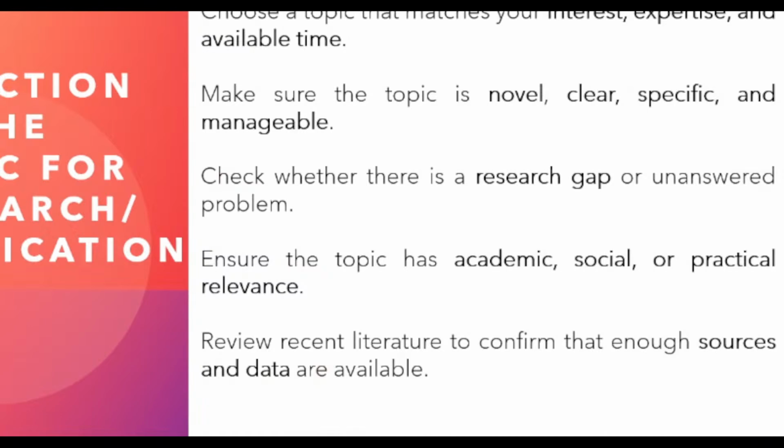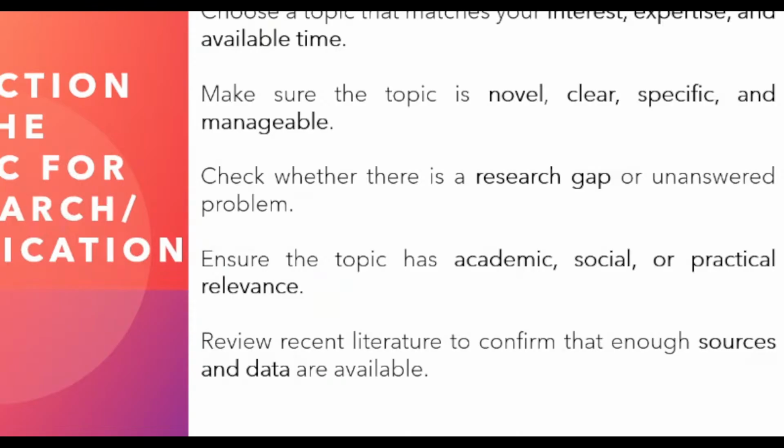Now, before we start, what are the strategies? We have to think of a research problem or a work topic. So how would it be? See the first point. Choose a topic that matches your interest, expertise, and available time. It's not that the guide is giving something and you are doing something. No.